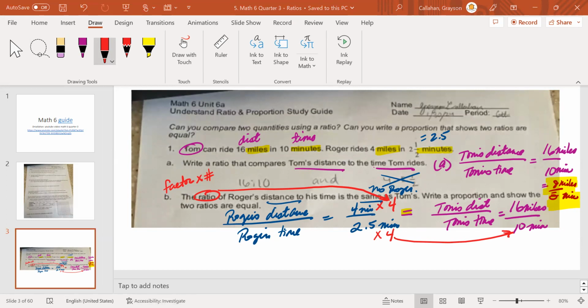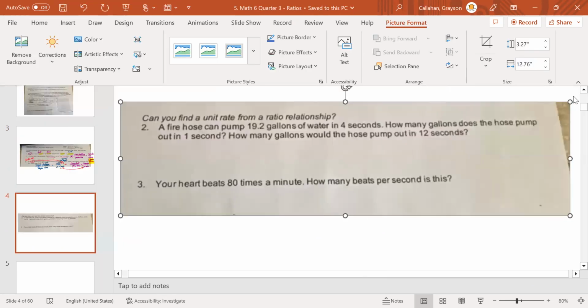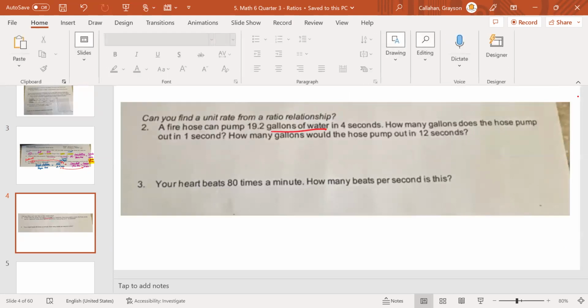Okay, let's move on to number 2. Number 2, it says, can you find a unit rate from the ratio relationship? A fire hose can pump 192 gallons of water. So that's your first one, gallons of water. And here's your time, right? This is how much water. This is time in seconds, right? How many gallons does the hose pump out in 1 second?